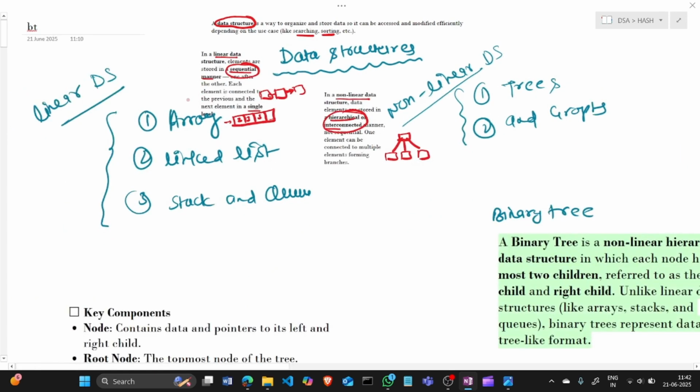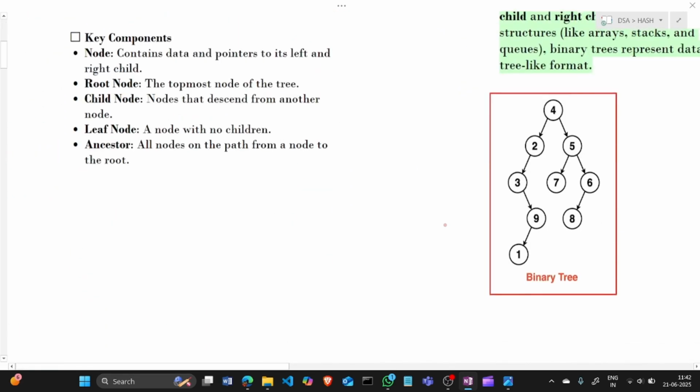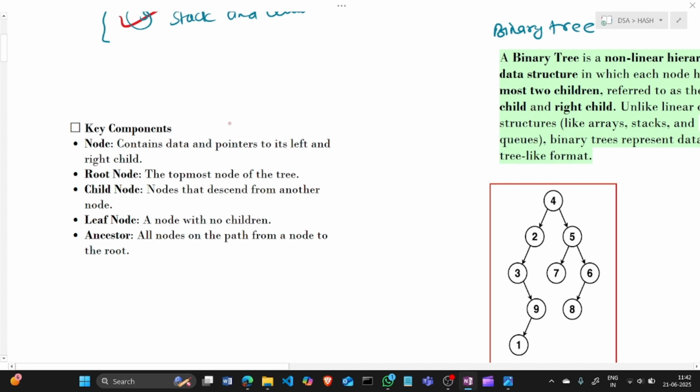And what are the examples of a linear data structure? Array, linked list, stack, and queue. And non-linear are trees and graphs. Okay, so let's see the key components. So first understand the key components.